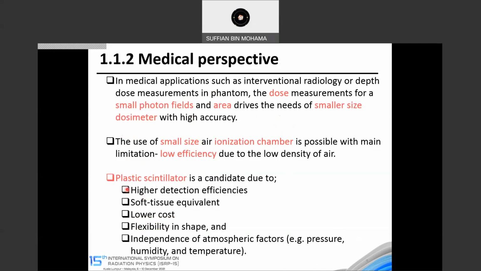For example, in the medical field, plastic scintillator is successfully applied for photon dose measurement on radiotherapy in the MeV energy region, or for depth dose measurement in phantom that require real-time monitoring dose in a small volume, because again, plastic is a water equivalent material. And we can see here there are several good properties of plastic scintillators, such as higher detection efficiency, soft tissue equivalent, lower cost, flexibility in shape, and independent of atmospheric factors.